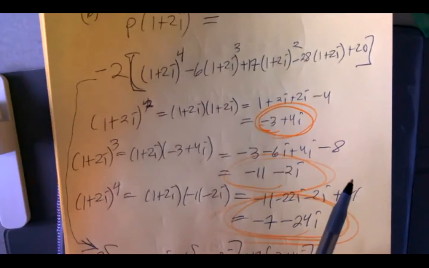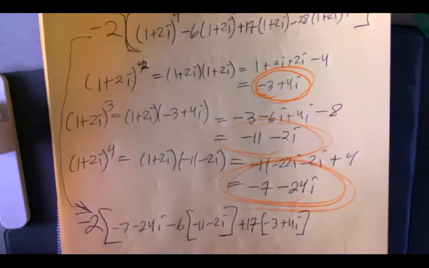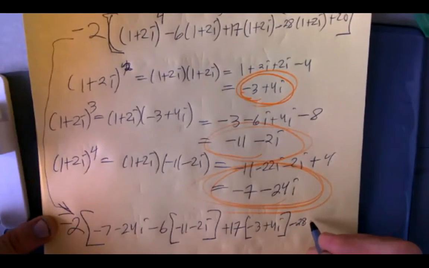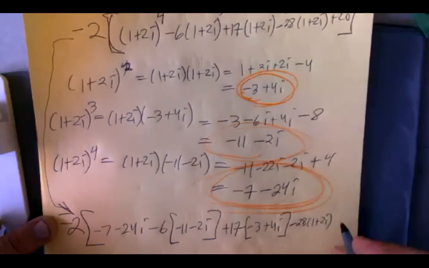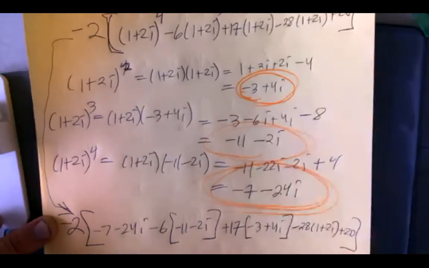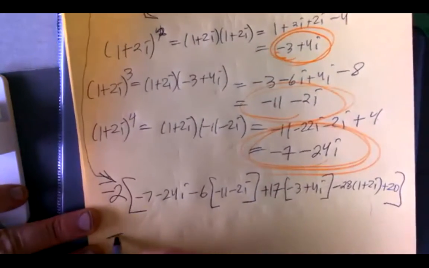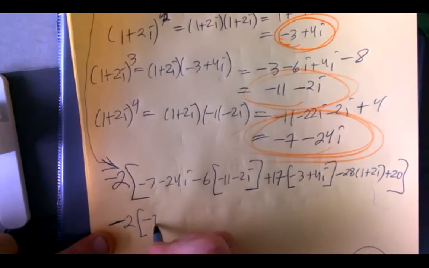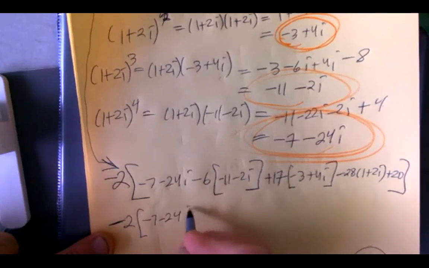Okay, I messed up. It is minus 20. Oh, no, you're just saying the next one. Minus 28 times 1 plus 2i plus 20. So then what I have to do is internally bounce all this around. So distribute. This didn't distribute anything.